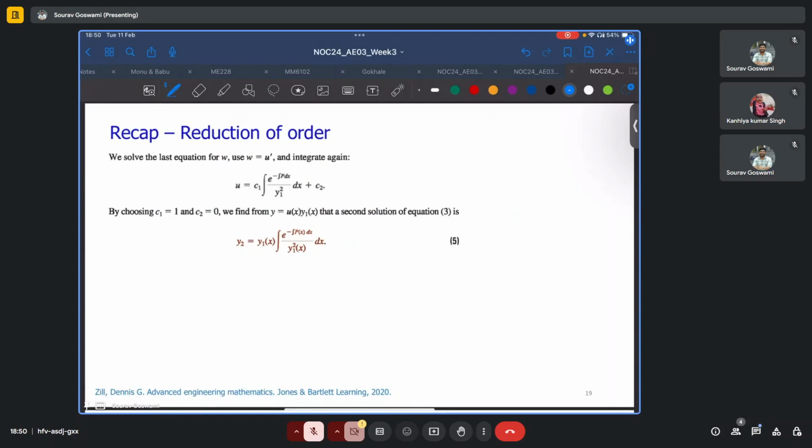And by some careful choice of these constants C1 and C2, without any loss of generality, however, we can find another solution of the given equation, given one of the solutions, and the second solution is obtained in terms of the first as y2 equals y1(x) times integral of e power minus integral p dx by y1 square dx.